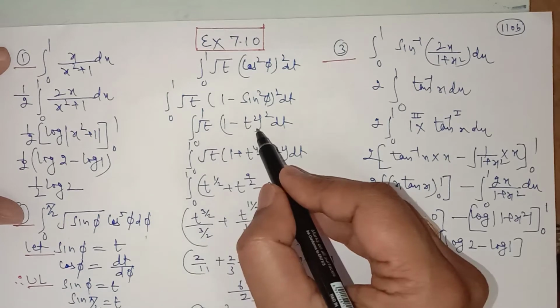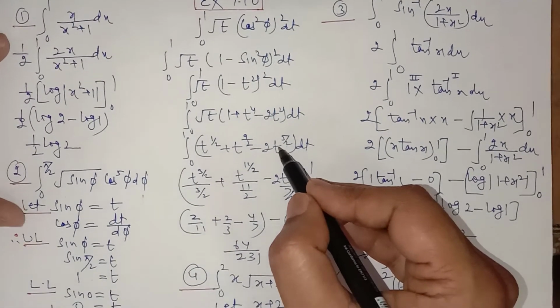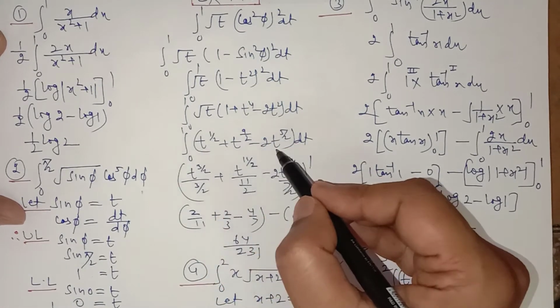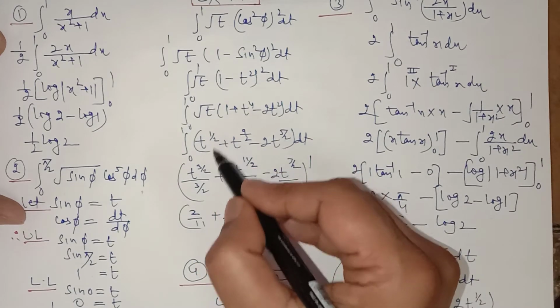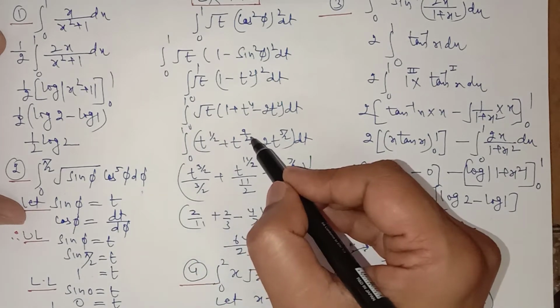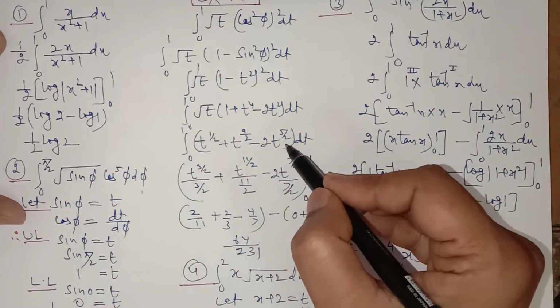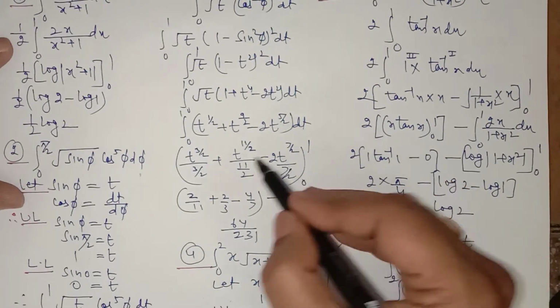Whole square it, simplify the bracket, convert all the terms in terms of t, and integrate as usual. You are getting t raised to power half, t raised to power 9 by 2, t raised to power 5 by 2, and integration of t to the power half is t to the power half plus 1 upon half plus 1, t to the power 9 by 2 plus 1 upon 9 by 2 plus 1, t to the power 5 by 2 plus 1 upon 5 by 2 plus 1, and then upper limit minus lower limit.